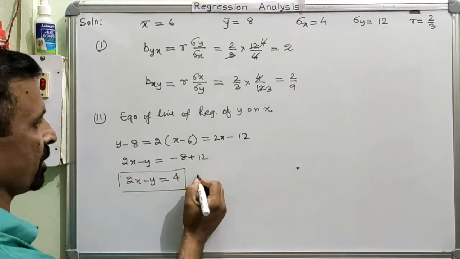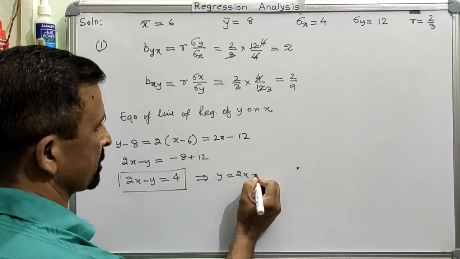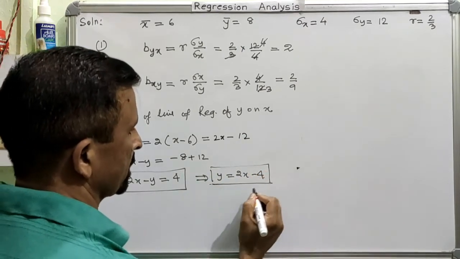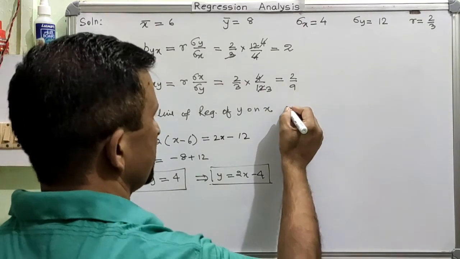Now you can write this equation in the other form also. Y is equal to 2x minus 4. You can write this in any way. Both are correct equations, correct answers. Is this very clear? Now we will write the other equation.